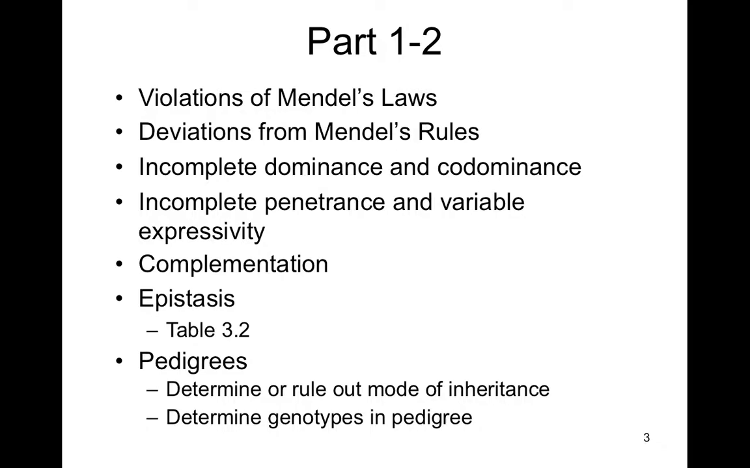Humans, we don't cross humans, and so to determine the mode of inheritance, we look at pedigrees. There are two main types of questions that I'll ask. One is to determine the mode of inheritance from the pedigree, and the second is to rule out one or more modes of inheritance from a pedigree. In addition, you want to be able to infer genotypes from within the pedigree depending on the mode of inheritance.